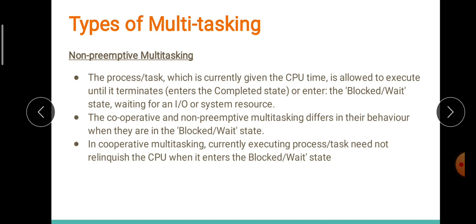But that is not the case in cooperative multitasking. In cooperative multitasking, your process or your task need not always voluntarily give the CPU when it enters the blocked or wait state. Even if your task 1 enters the blocked state, it is still the wish of your task whether it needs to release the CPU or not. That was not the case in non-preemptive multitasking.